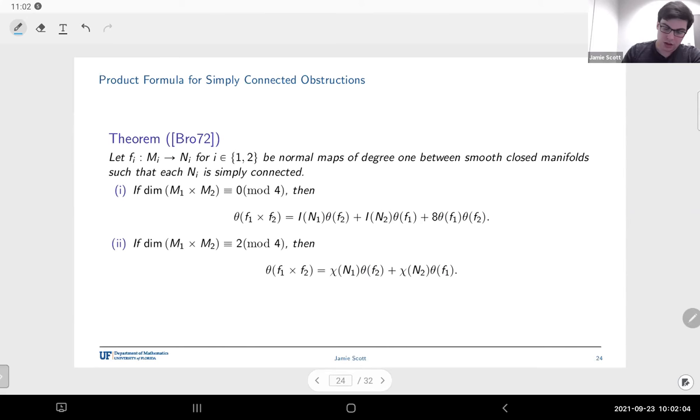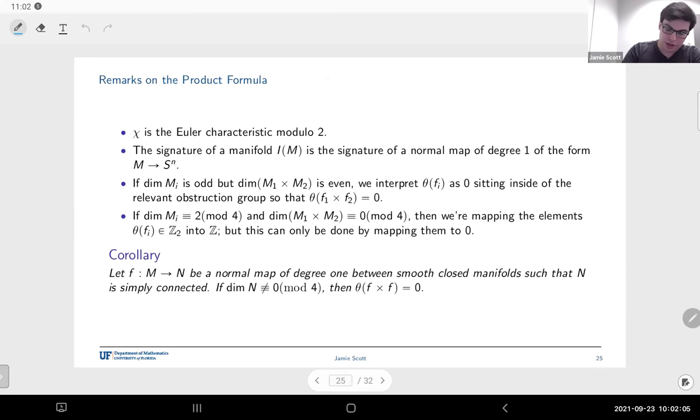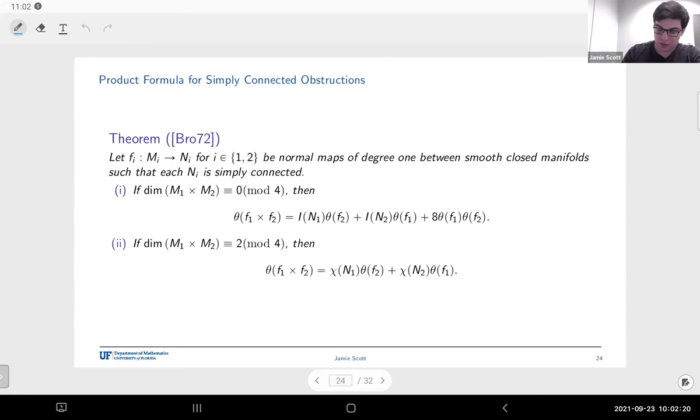Okay. And then we have one more case that we're going to consider, if the dimensions of the M_i are 2 mod 4, but the dimension of the product is 0 mod 4. And we also get 0 in this case. What happens is we're sort of mapping from Z2 to Z, so these end up being 0 because of that, because you can't map torsion non-trivially to non-torsion, right? So we have a product formula. There are a few caveats; this comes from Browder. He doesn't go into too much detail explaining the caveats, but they are there.